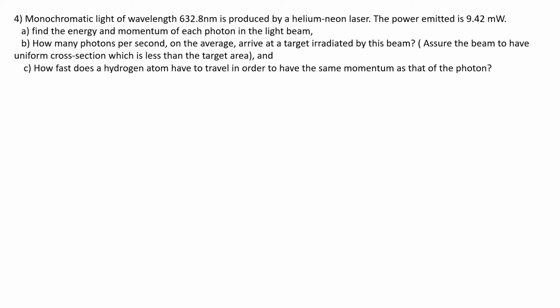Monochromatic light of wavelength 632.8 nanometer is produced by a helium neon laser. See what wavelength they have given. The power emitted is 9.42 milliwatt. What is this milliwatt? I can write it as 9.42 into 10 raised to minus 3 watt. Okay, I am writing the given points. Next, they have asked us to find out the energy and momentum of each photon in the light beam.